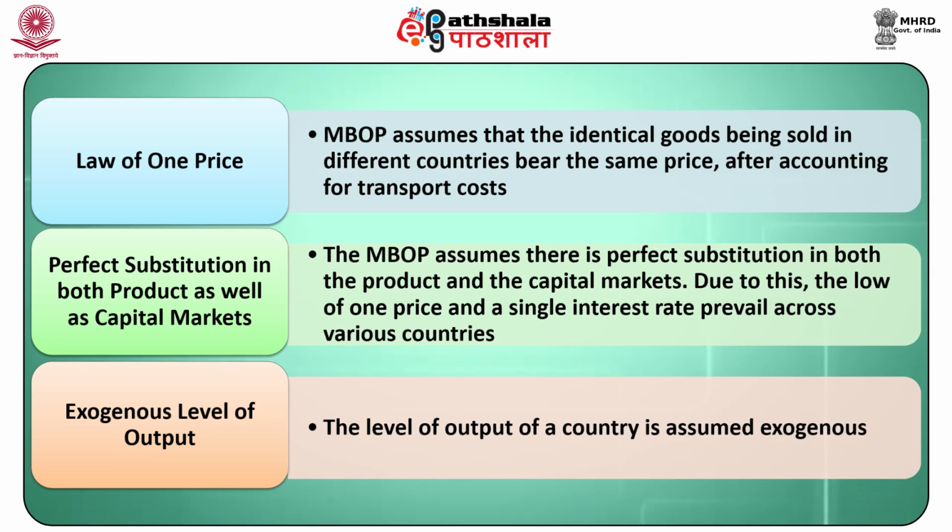First, law of one price. MBOP assumes that identical goods being sold in different countries bear the same price after accounting for transport cost. Second, perfect substitution in both product as well as capital markets. The MBOP assumes that there is a perfect substitution in both the product and the capital markets. Due to this, the law of one price and a single interest rate prevail across various countries.